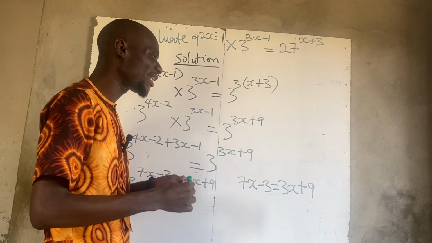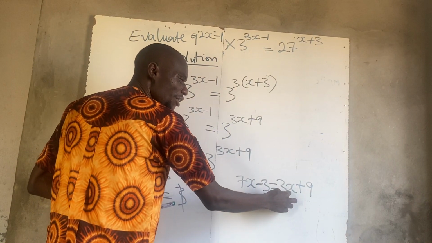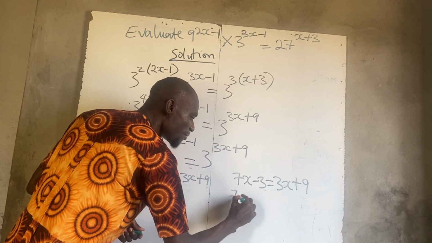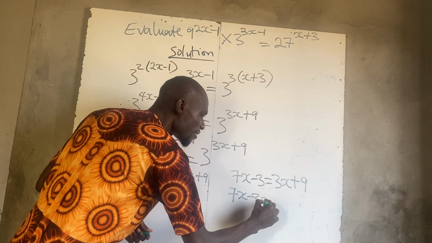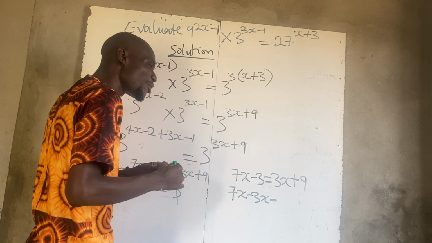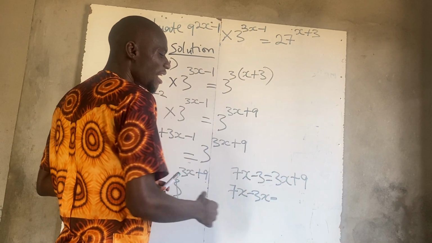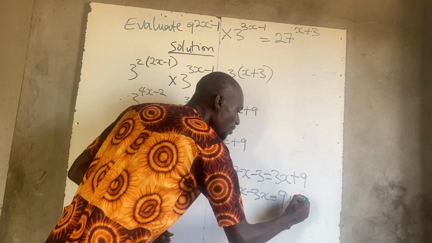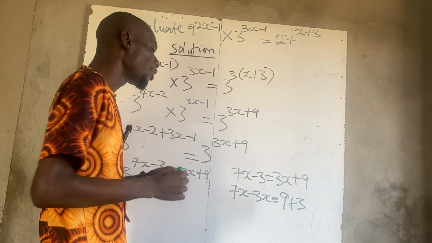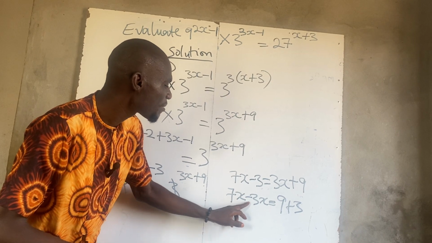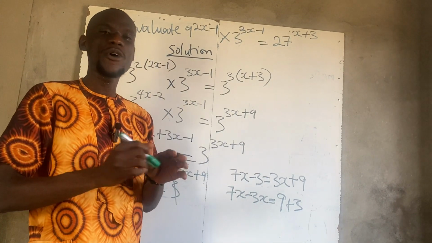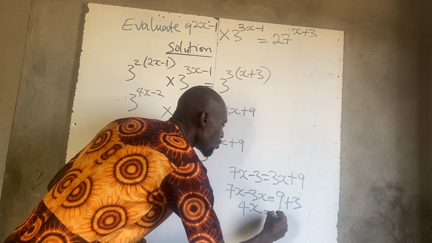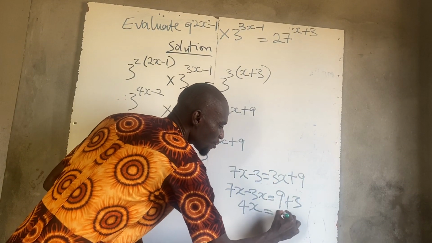At this point, we collect like terms. 3x will move to the left hand side and it becomes 7x minus 3x, while minus 3 will move to the right hand side, it becomes 9 plus 3. On that note, 7x minus 3x will give us 4x. 4x equal to 9 plus 3 will give us 12.